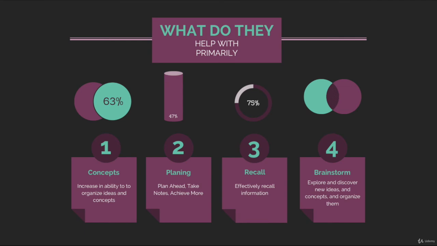For you to understand what mind mapping is, you need to understand also what it helps with primarily. So first thing is concepts: an increase in ability to organize ideas and concepts. Mind mapping is all about taking big concepts and dividing them into smaller concepts, in order to first understand the concept very well, and second, organize all the different ideas and concepts inside it. Second thing would be planning ahead, taking notes, achieving more.